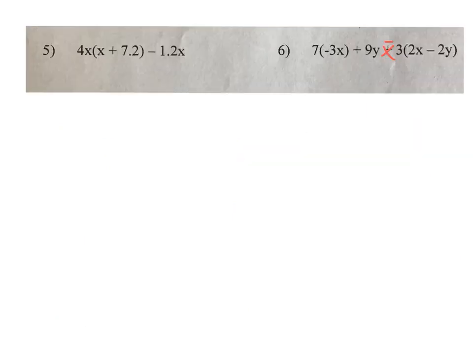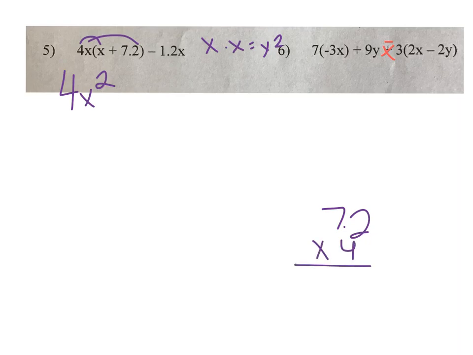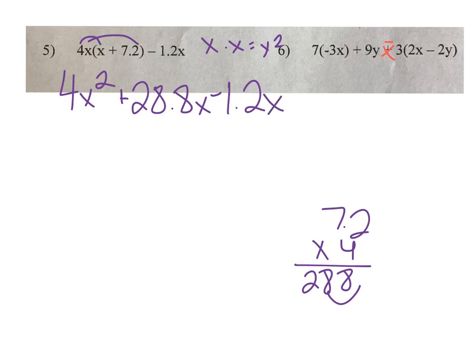So for these ones, you've got to start by distributing. So we're going to draw our little lines. Bloop, bloop. We got to hand out the tickets before we can train it up and combine like terms. So 4x times x. Remember, x times x equals x squared. So we have 4x squared. And then we're going to do 7.2 times 4. Move your decimal once. So we get plus 28.8x minus 1.2x. Notice we didn't distribute to that last part because it wasn't in the parentheses. And now we're going to train it up.